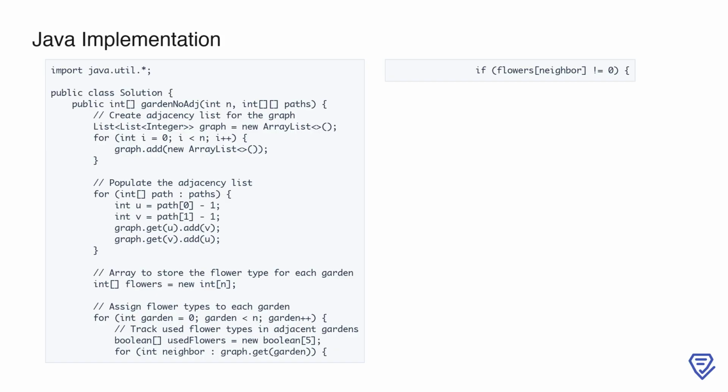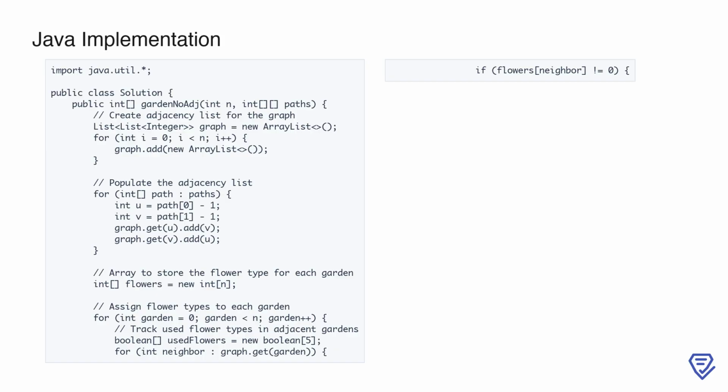Since the gardens are labeled from 1 to n, we adjust the indices to be 0-based for easier array manipulation later. Next, we define an array called flowers to store the flower type assigned to each garden. Initially, all entries in this array are 0, indicating that no garden has been assigned a flower yet.